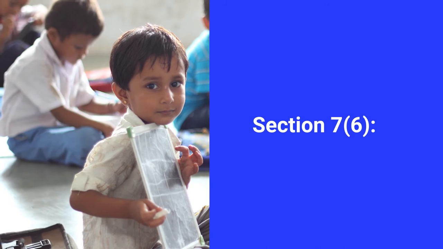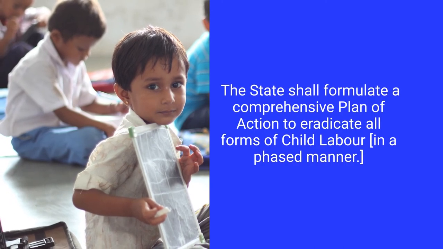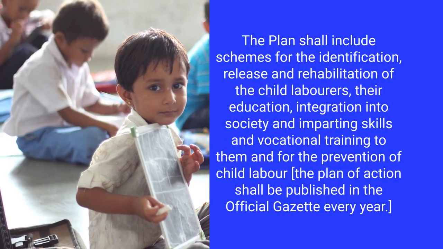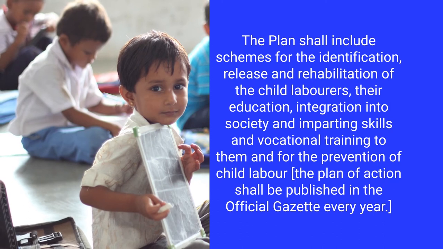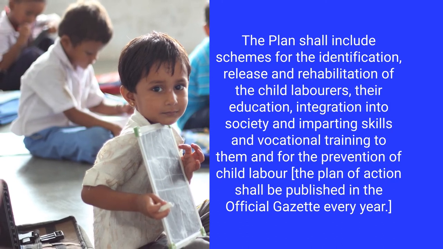7.6 talks about a comprehensive plan of action to eradicate all forms of child labor in a phased manner. So the state has to formulate a comprehensive plan of action. The plan should include schemes for the identification. First, you have to identify, you have to release, then you have to rehabilitate the child laborers, their education, integration into the society and imparting skill and vocational training to them for prevention of child labor. So you provide them skill, you provide them vocational training so that they are not employed again as child laborers, or they are not trafficked again for becoming a child laborer.